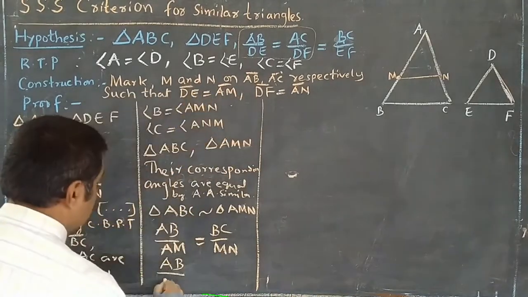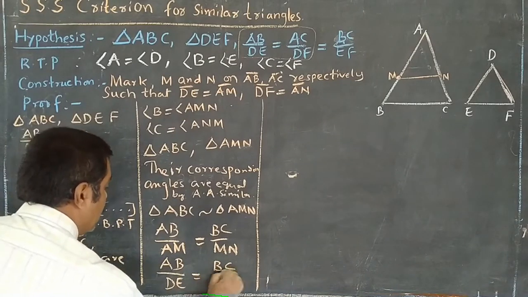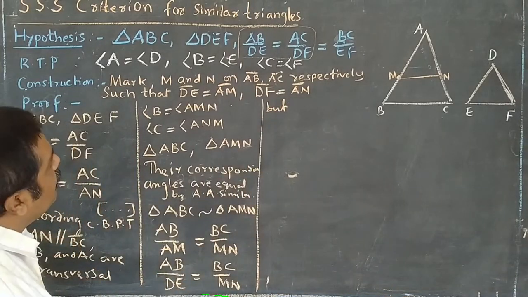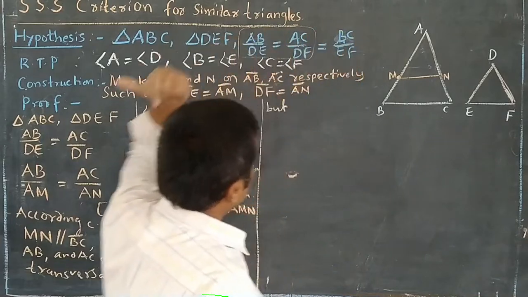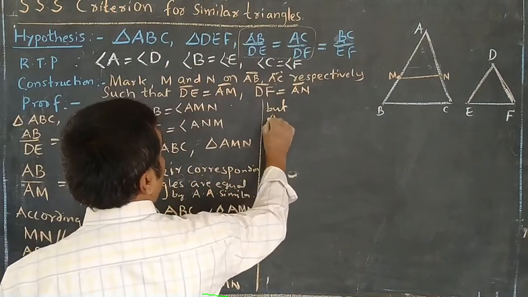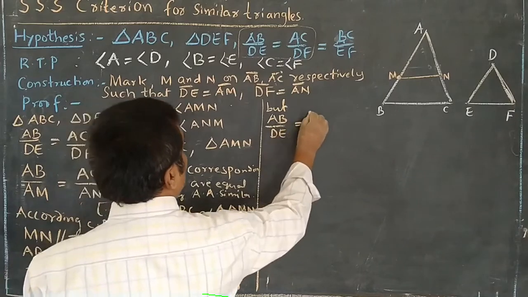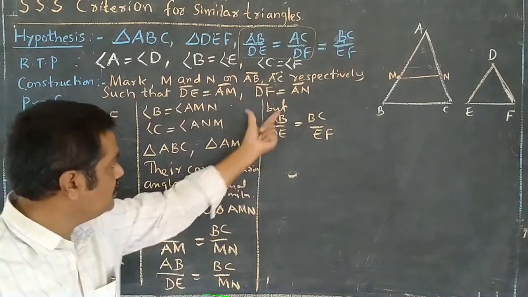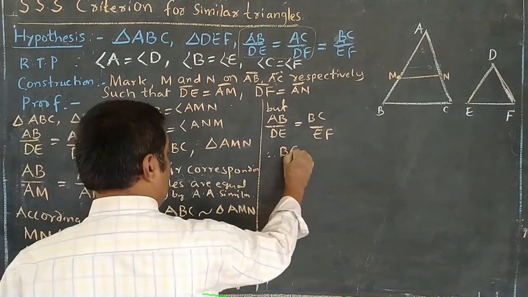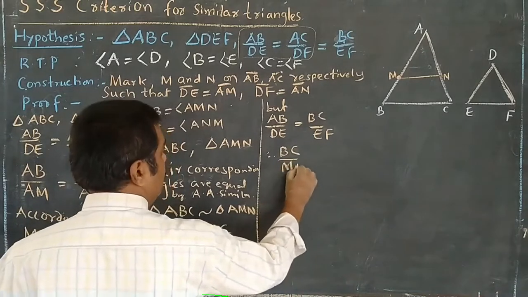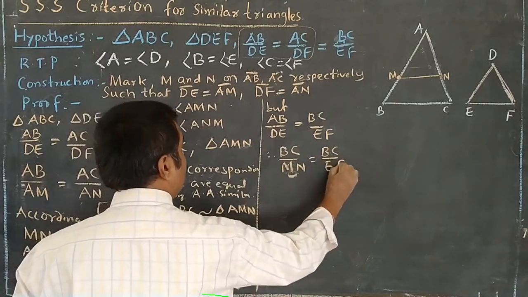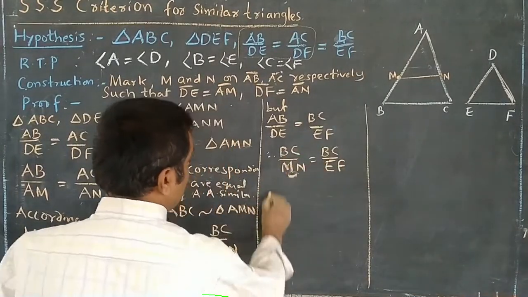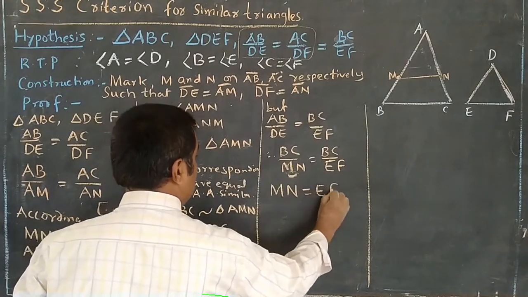Here AM is equal to DE, and here BC by MN. I got it like this, but for the same, AB by DE is equal to BC by EF is there. That only I am going to write. According to the data, AB by DE is equal to BC by EF. This is AB by DE, and this is AB by DE. Therefore, BC by MN is equal to BC by EF. So BC equal to BC, then MN is equal to EF.